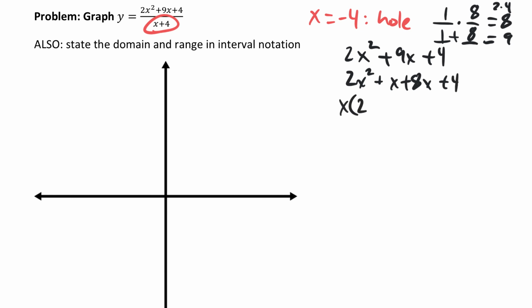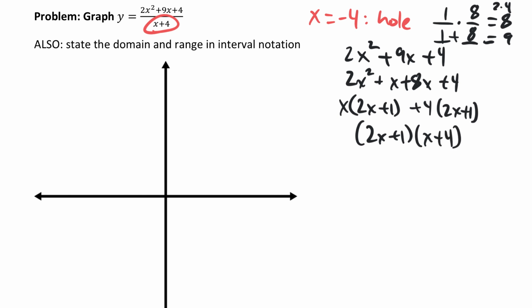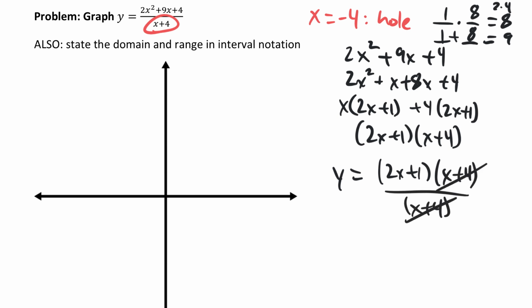Factor the x and you get 2x plus 1. Factor the 4 and you get 2x plus 1. Then factor the 2x plus 1 and you get x plus 4. So if that was the numerator, we would now have 2x plus 1 over x plus 4 divided by x plus 4. Cancel it out, and you get y equals 2x plus 1. Okay, well that's easy enough to graph.